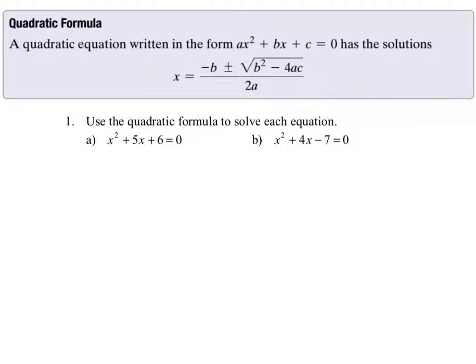A quadratic equation written in the form ax squared plus bx plus c equals 0 has the solutions given by the quadratic formula: x equals, in the numerator, negative b plus or minus the square root of the quantity b squared minus 4ac, all over 2a.